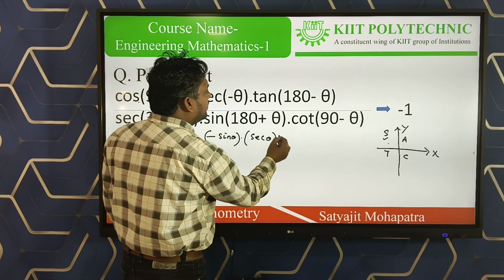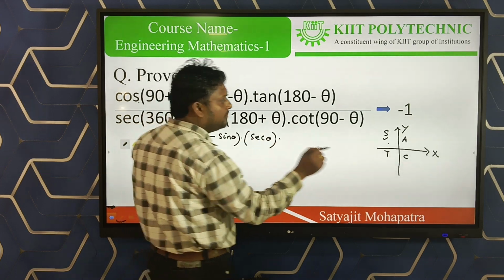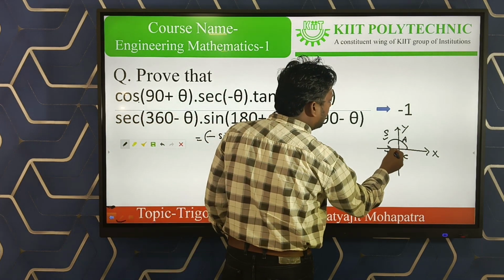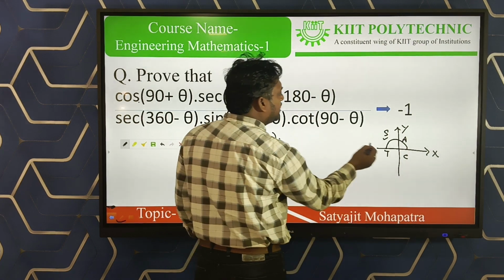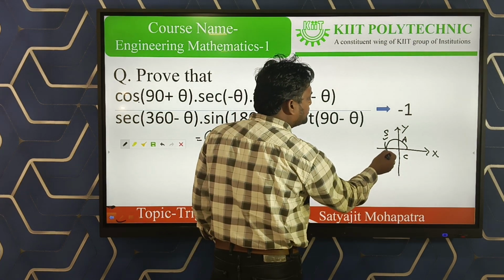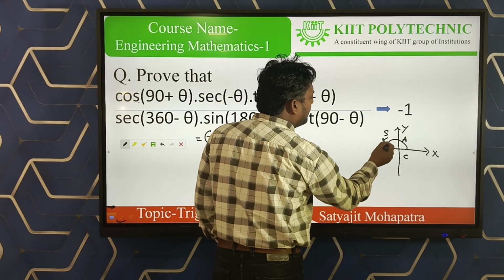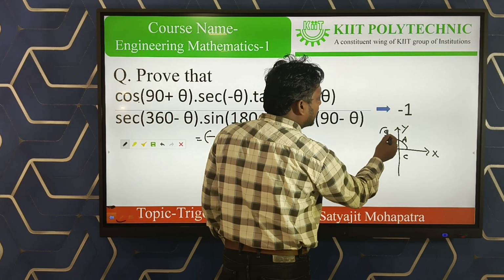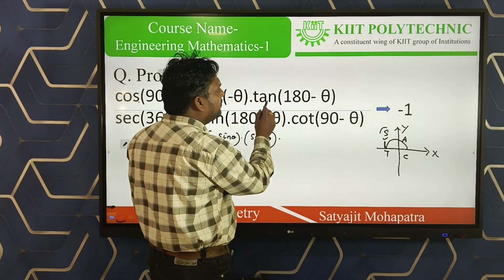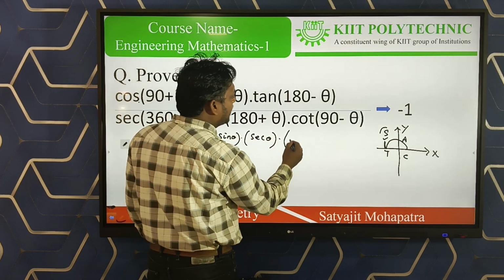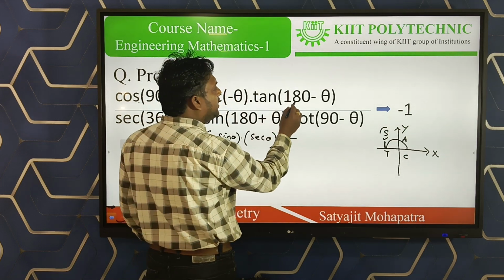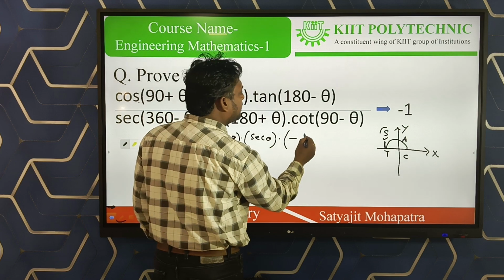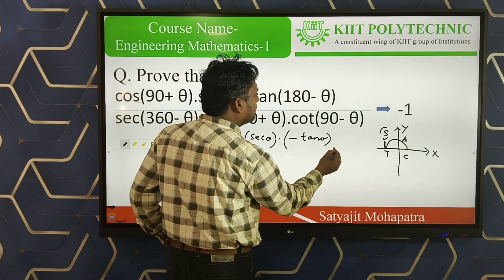Come to the next, tan of 180 minus theta. All of you see, 0 to 180 up to here. Then minus theta, minus means come back, plus means move ahead. When you come back, where do you lie? Second quadrant. In the second quadrant, sine is positive. What we have here is tan, hence it is negative. And 180, no change. Tan remains tan.